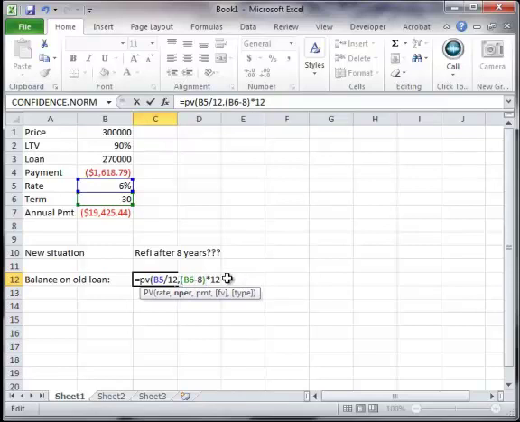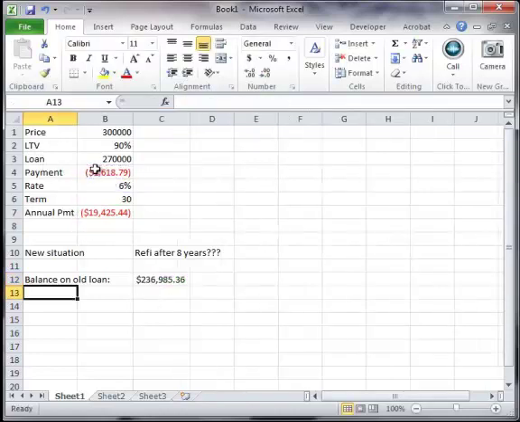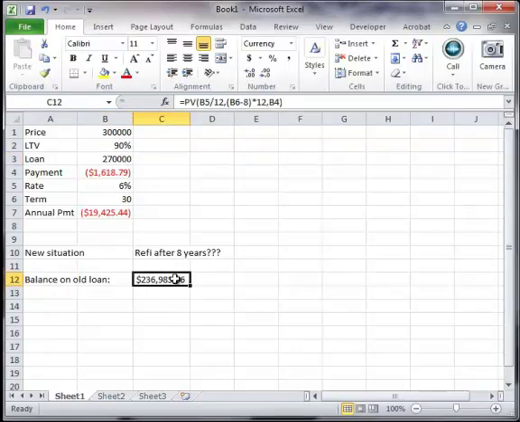And then we're going to just point to that original payment amount, the $1,618.79, because that's how much the bank is going to get for the 22 more years. So the balance of that loan is $236,985.36. So that's how much we're going to want to borrow. So we've paid off and gone down from the $270 after 8 years to about $237,000.